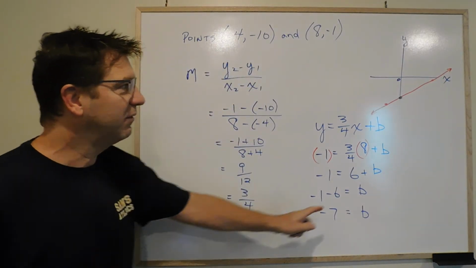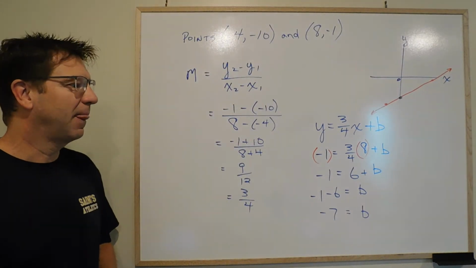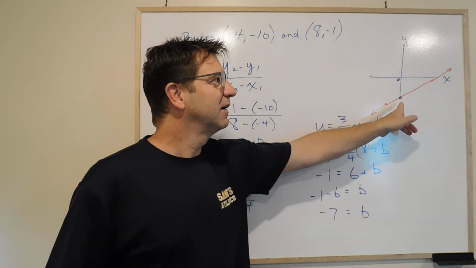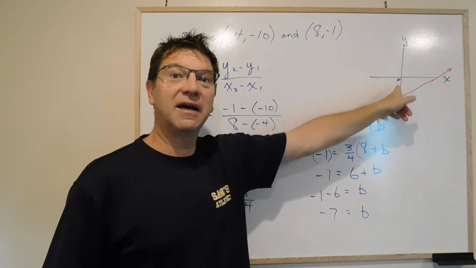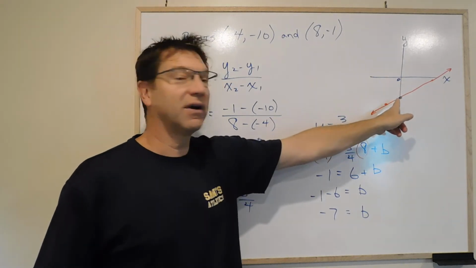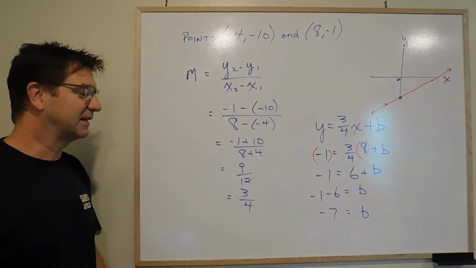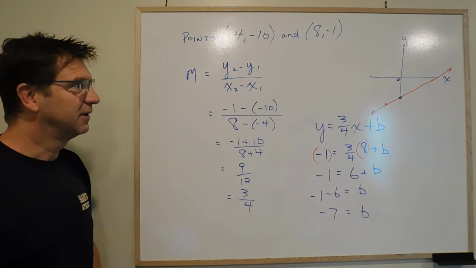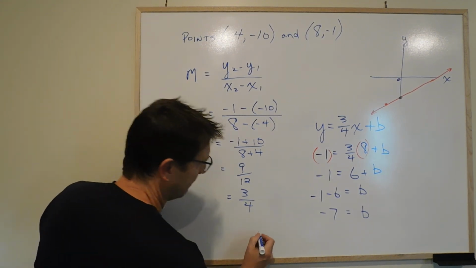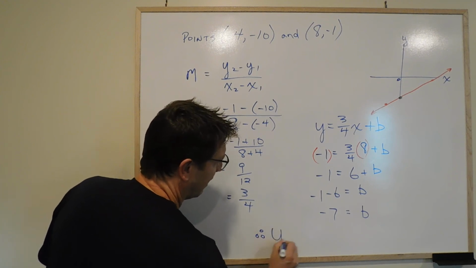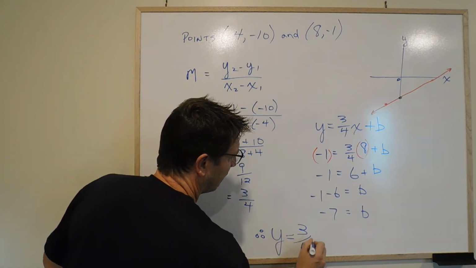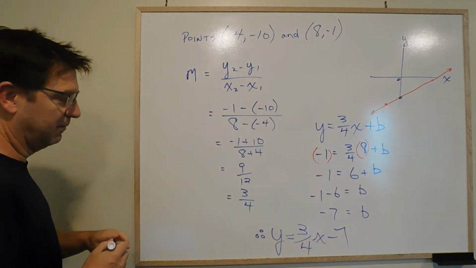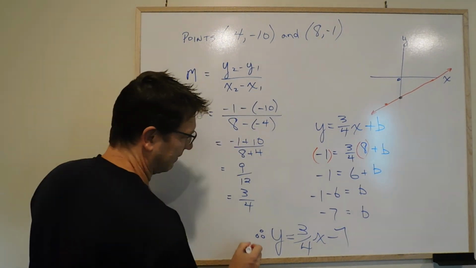Now b, remember, is the y-intercept. It would make sense that it's -7 because we've already looked here and saw it's got to be a negative y value and it's got to be quite far down. So negative 7 makes sense. Now we found our slope and our y-intercept. And we can then say, therefore, right down the bottom here, y equals 3 over 4x minus 7.